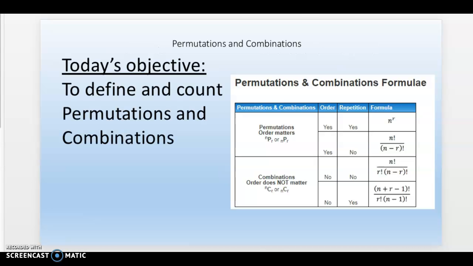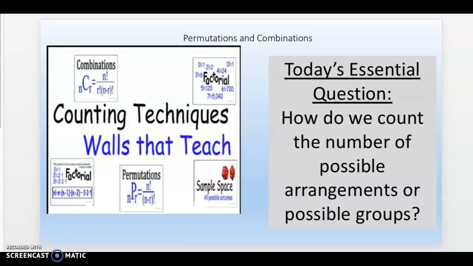Again, just to remind you, today's objective is to define and count permutations and combinations. Today's essential question: how do we count the number of possible arrangements or the number of possible groups?